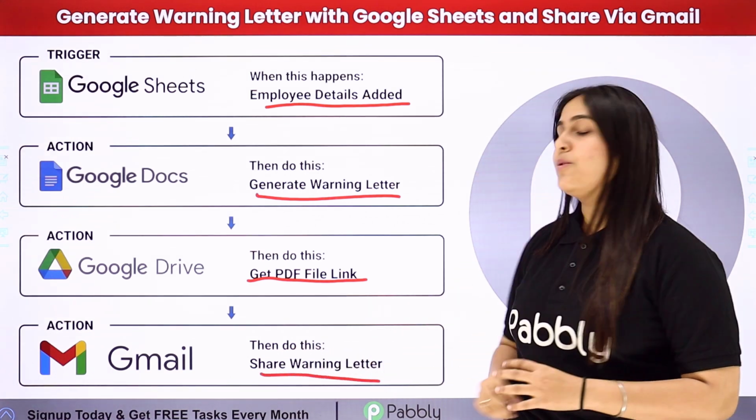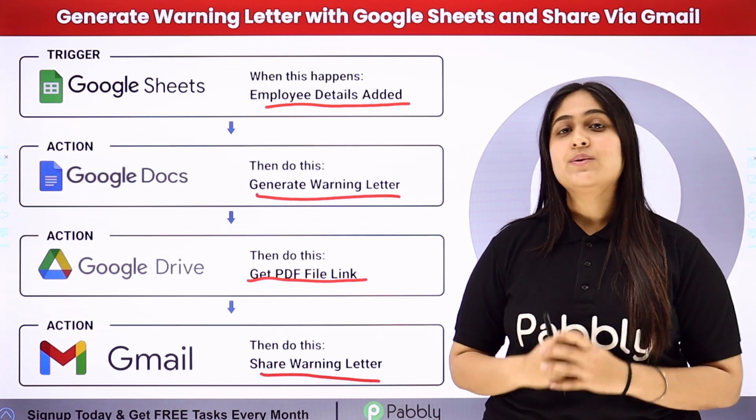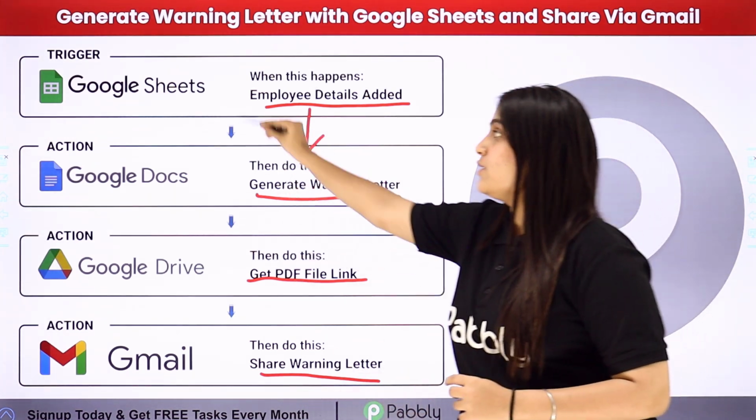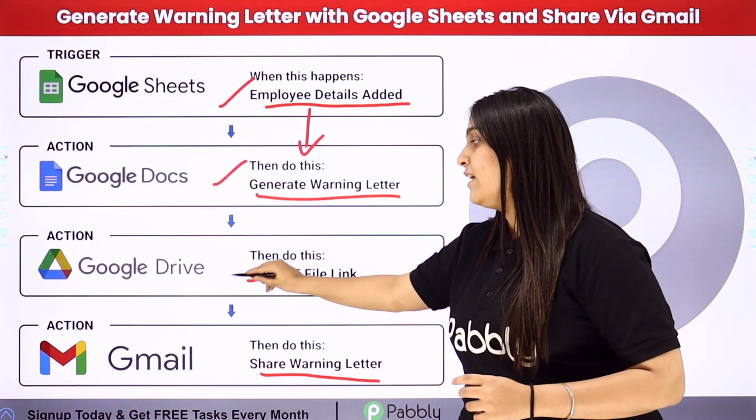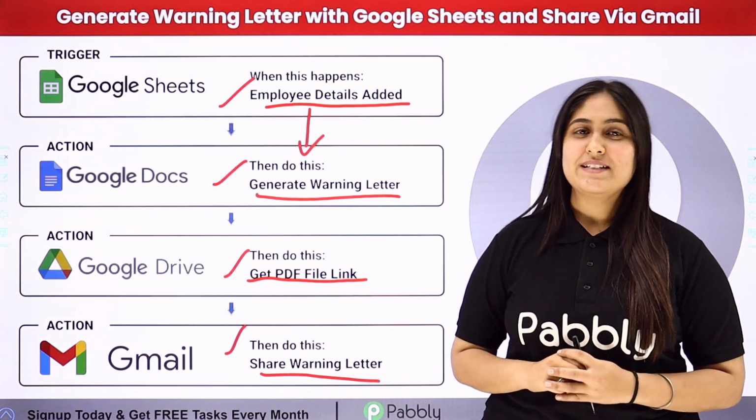So to automate this process, we will use an automation software named Pabbly Connect, in which we need to connect our trigger and our action. So in this process, our trigger application will be Google Sheets and our action applications will be Google Docs, Google Drive and Gmail. So to learn this process step by step, let me take you to my screen.